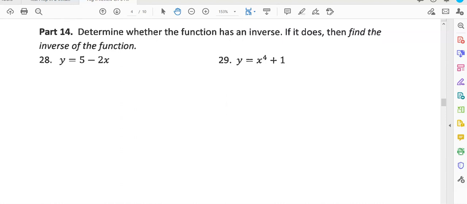Determine whether this function has an inverse. It looks linear. I think it's going to have an inverse here. So y equals mx plus b, it has an inverse. So let's find the inverse.